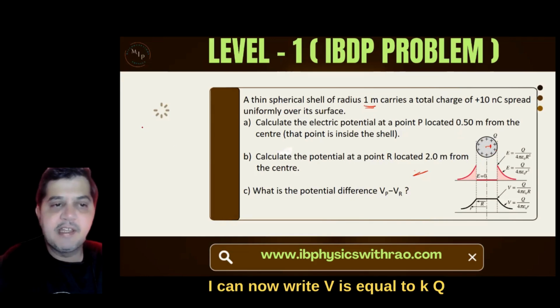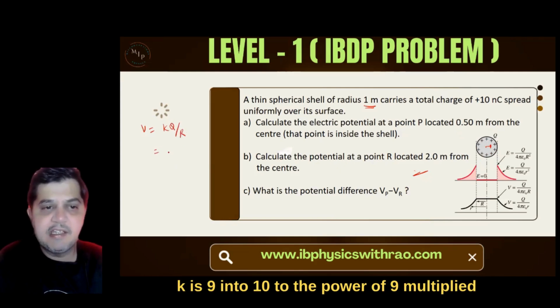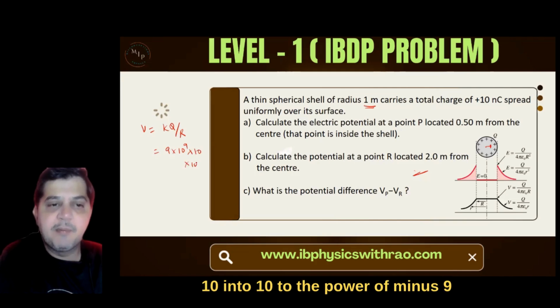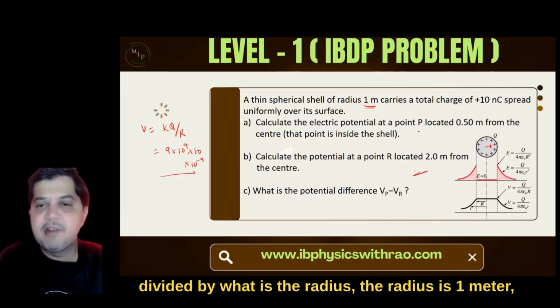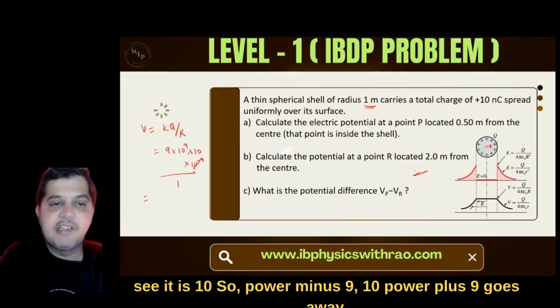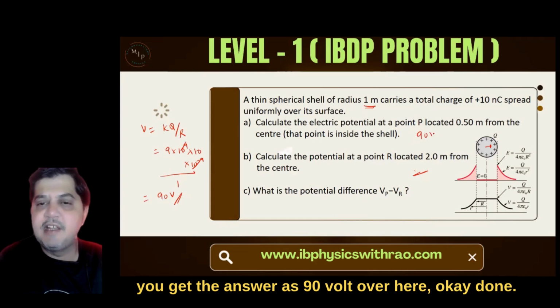So what I can do is I can now write V is equal to KQ divided by R, which will now be equal to, what is K? K is 9 into 10 to the power of 9 multiplied by Q. What is Q? 10 nanocoulomb. 10 into 10 to the power of minus 9 divided by, what is the radius? The radius is 1 meter. See, this 10 power minus 9, 10 power plus 9 goes away. So you get this as 90 volts. Very simple problem. You get the answer as 90 volt over here.